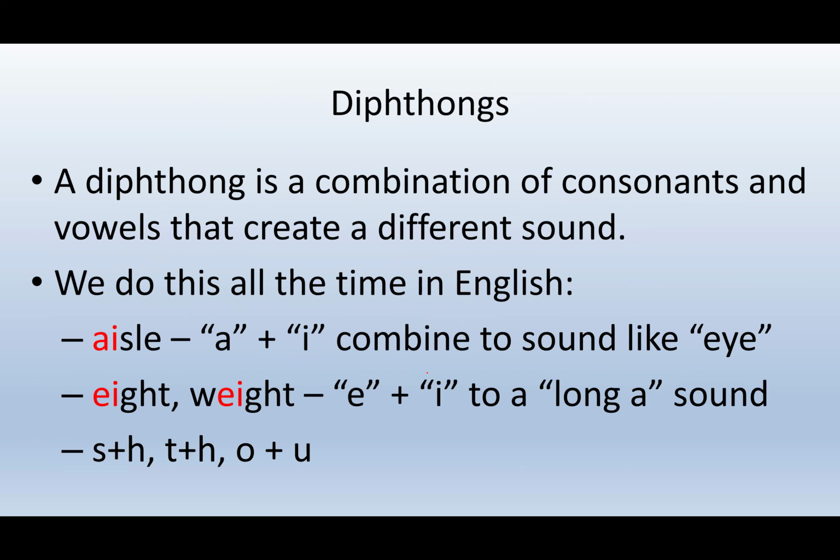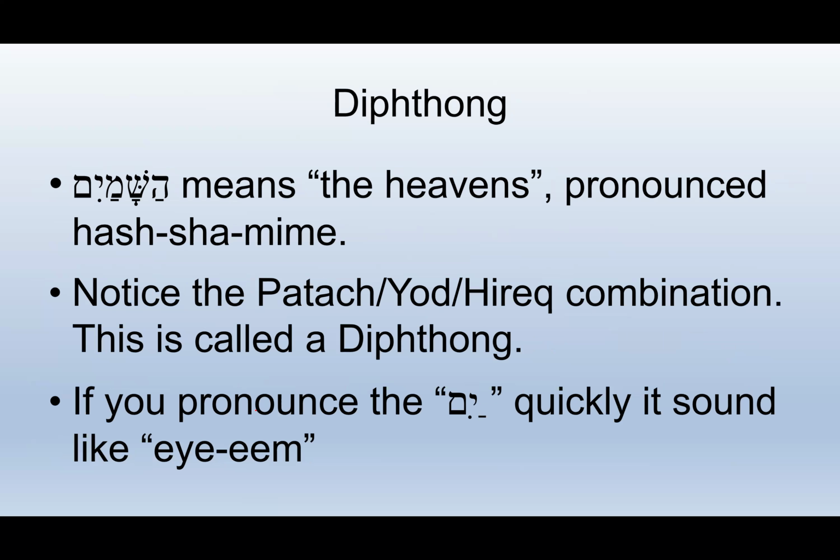And we have diphthongs. I think this is the last thing. We have diphthongs in English. So for instance, isle, we have the AI, and we don't pronounce it ee-eh or something. It's isle. It has an I sound. A as in eight or wait. That's a diphthong. We have diphthongs in English, and we have diphthongs in Hebrew. So we have Hashemayim. Notice I don't say Hashamayim. It's Hashemayim.